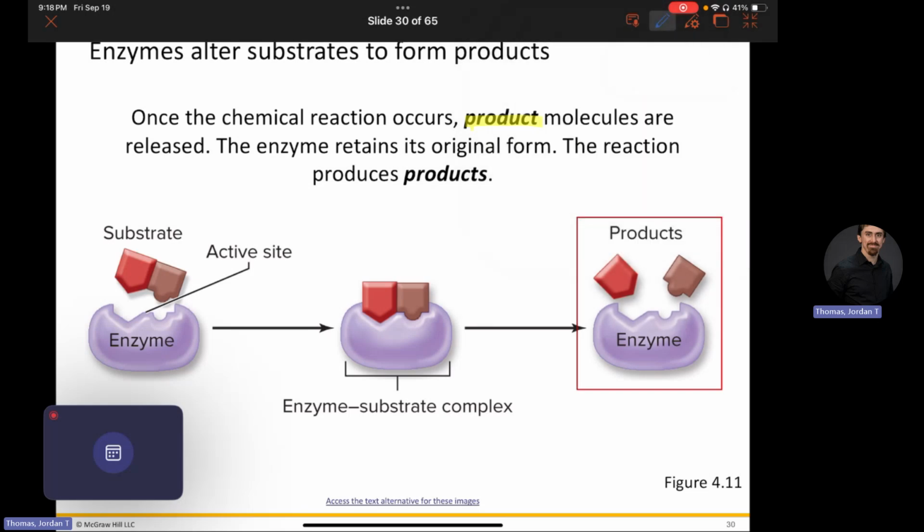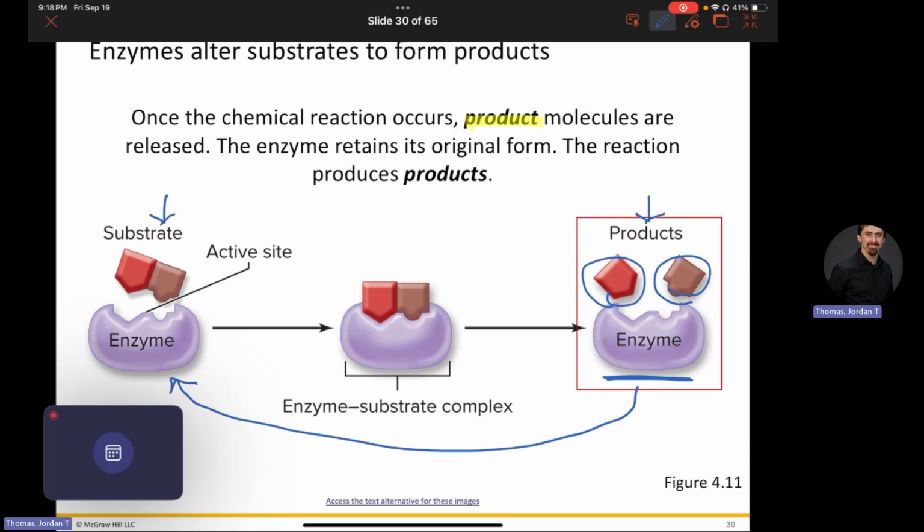The enzyme retains its original form as well, and the reaction produces products. And these are the products right here, this red and purple block. So substrate is what goes in, product is what comes out. The enzyme does not change though. So the enzyme can go all the way back to the beginning and do the same thing again with another substrate. So all this enzyme is doing is speeding up this reaction, making it happen faster than it normally would have happened by itself.